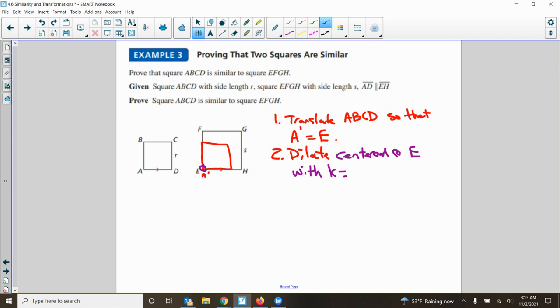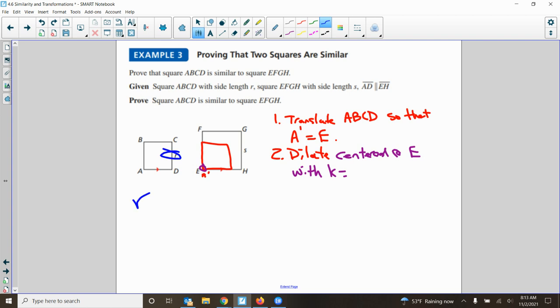Let's change the question. Side lengths are 4. Then you dilate it by a factor of 5. What's the side length going to be? 20, right? We take the original length, we multiply it by the scale factor, and we get the new length. Old length times scale factor gives me new length, right?